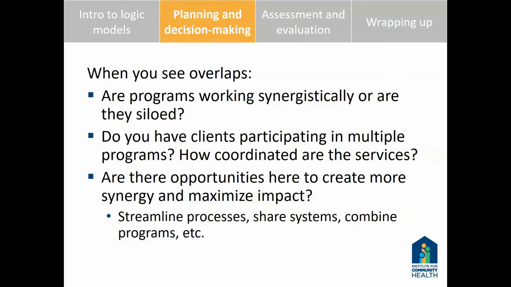So if you do see a lot of overlaps in the outcomes, this says that you have multiple programs that are all trying to create similar short-term and intermediate-term changes. So now the question is, taking a look at how those programs are working together or not together, depending how things are being run. So you can ask yourself, are the programs operating more in silos? Or are they actually coordinated and working synergistically? Are there opportunities here? Are there clients who are maybe enrolled in multiple programs? If so, can you coordinate them better so that client maybe could have an amplified outcome?